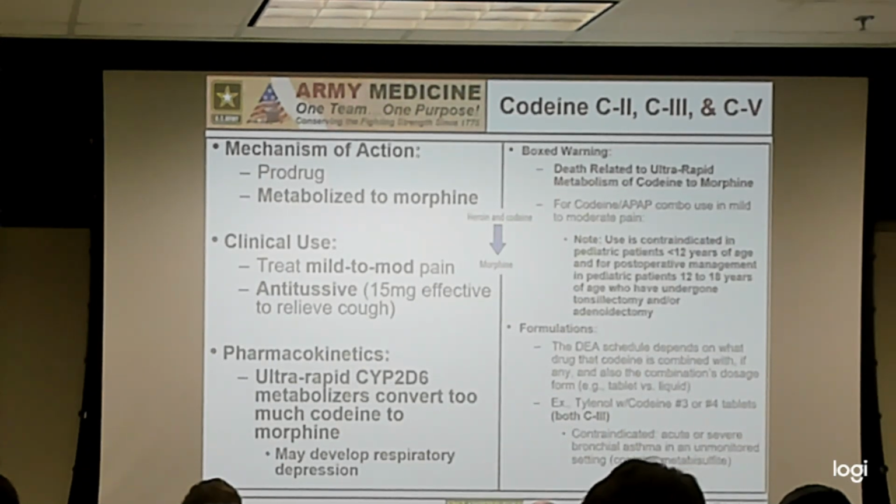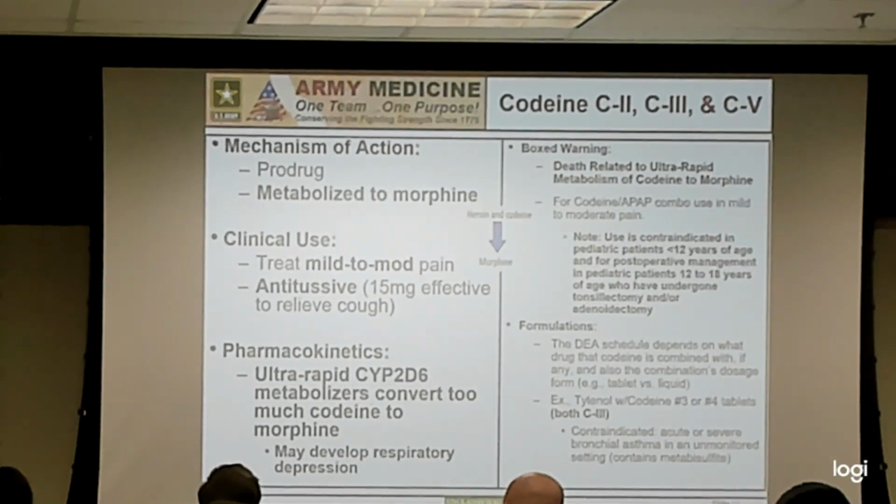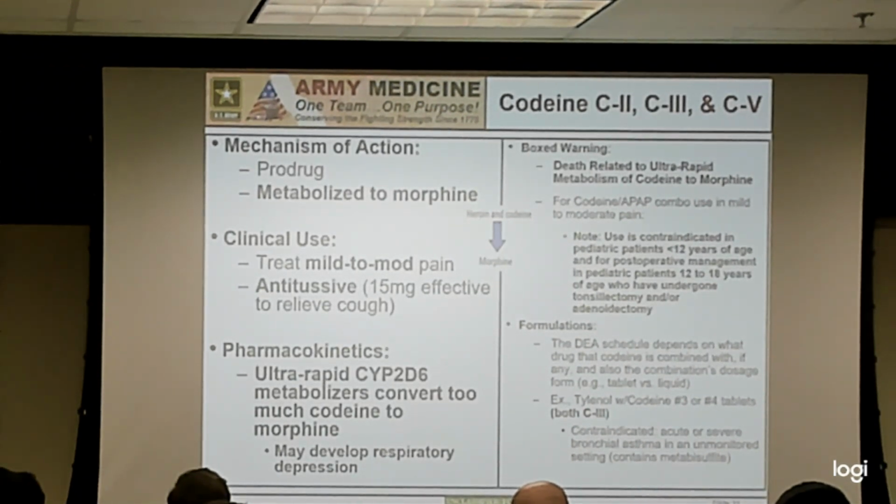Looking at the Tylenol with codeine, your number 3 or number 4 tablets, the difference there is the amount of codeine that is in them. So 30 milligrams is in the Tylenol number 3 and 40 milligrams is in Tylenol number 4. If somebody has asthma, we're not going to give it to them because it has what's called a metabisulfite in there, and it can cause a bronchospasm in those patients. So contraindicated, do not use that, just that particular one, your T3 or your T4. Okay?